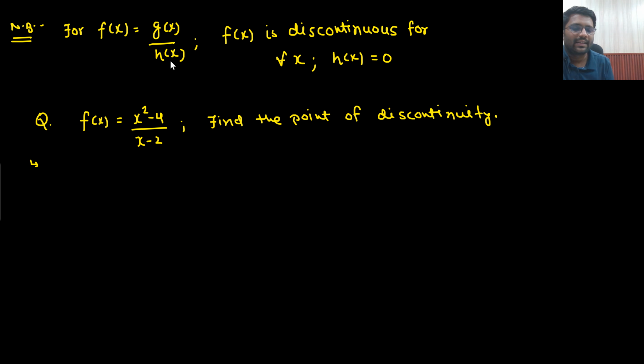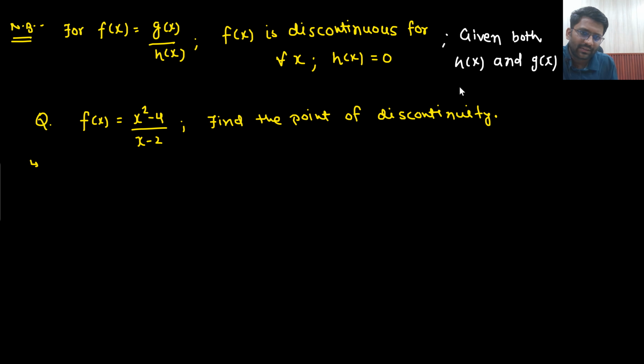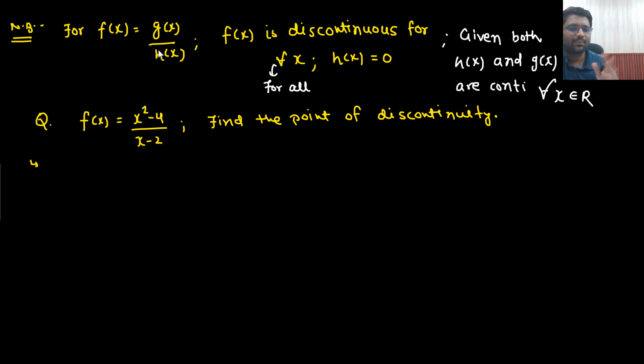Given that both g(x) and h(x) are continuous, what is the meaning of this sign? This sign is for all. This is the meaning of for all. They are continuous for all x, for all x belonging to real values. For all the real values of x, I am saying that g(x) and h(x) both are continuous.